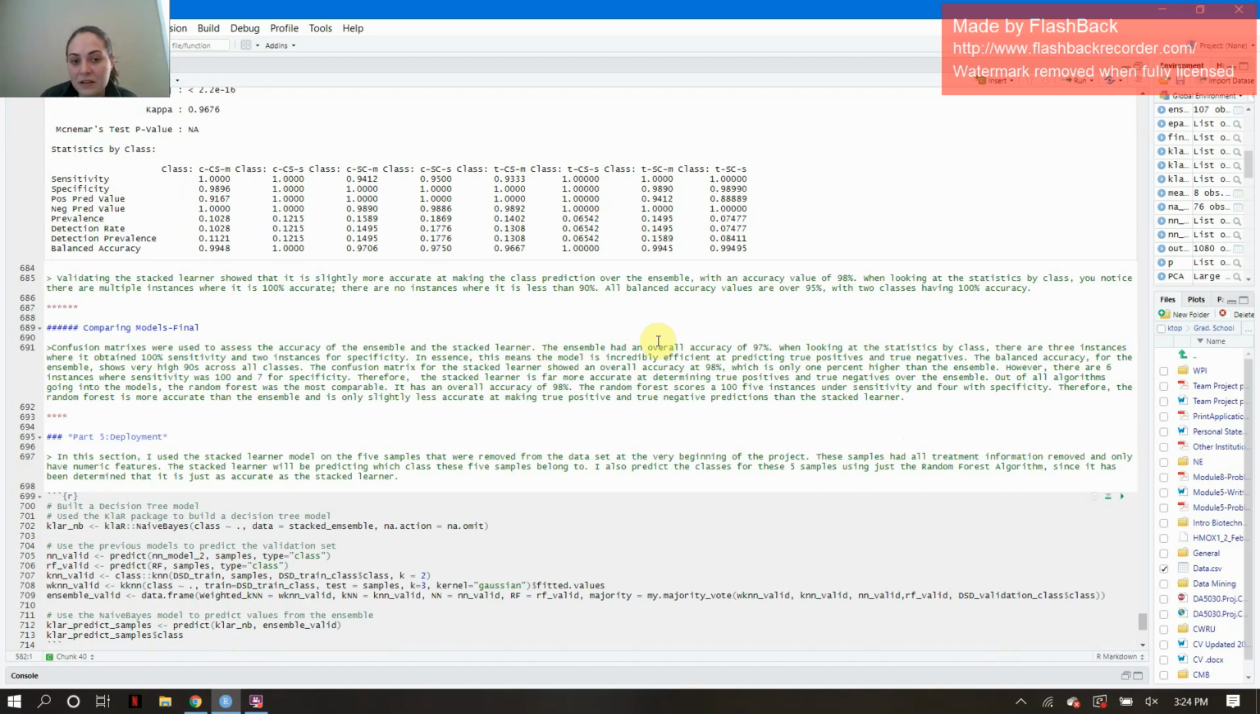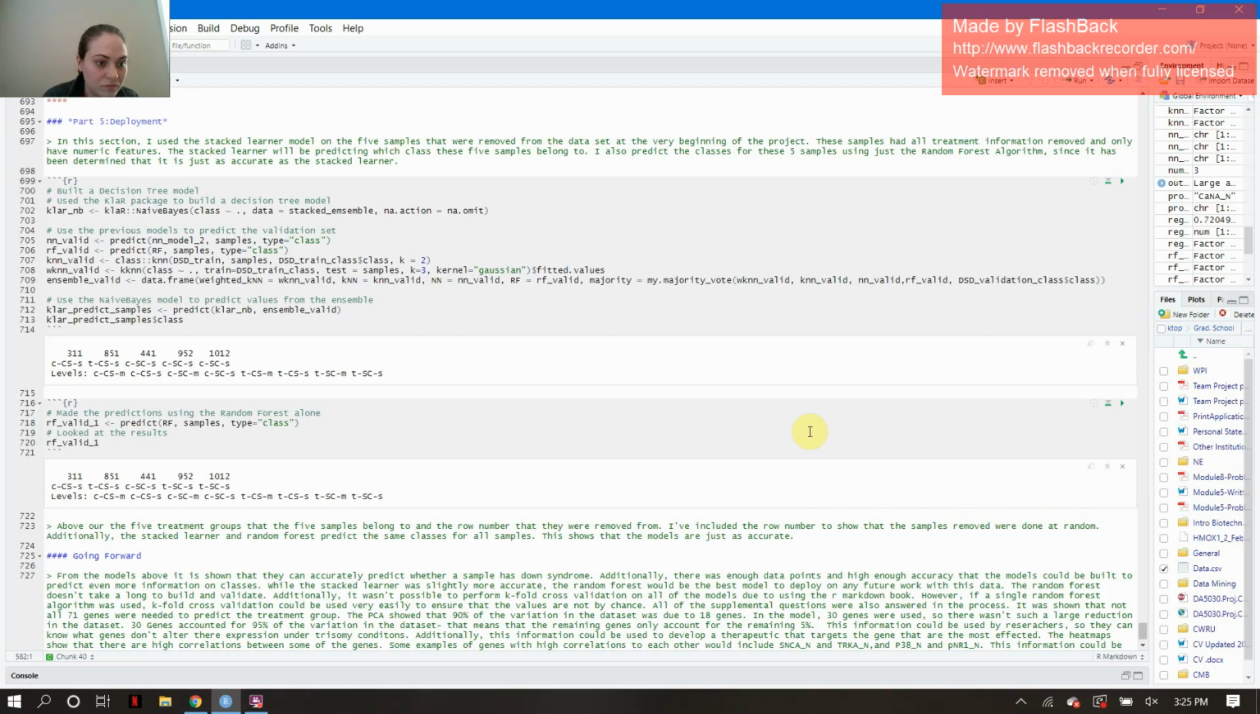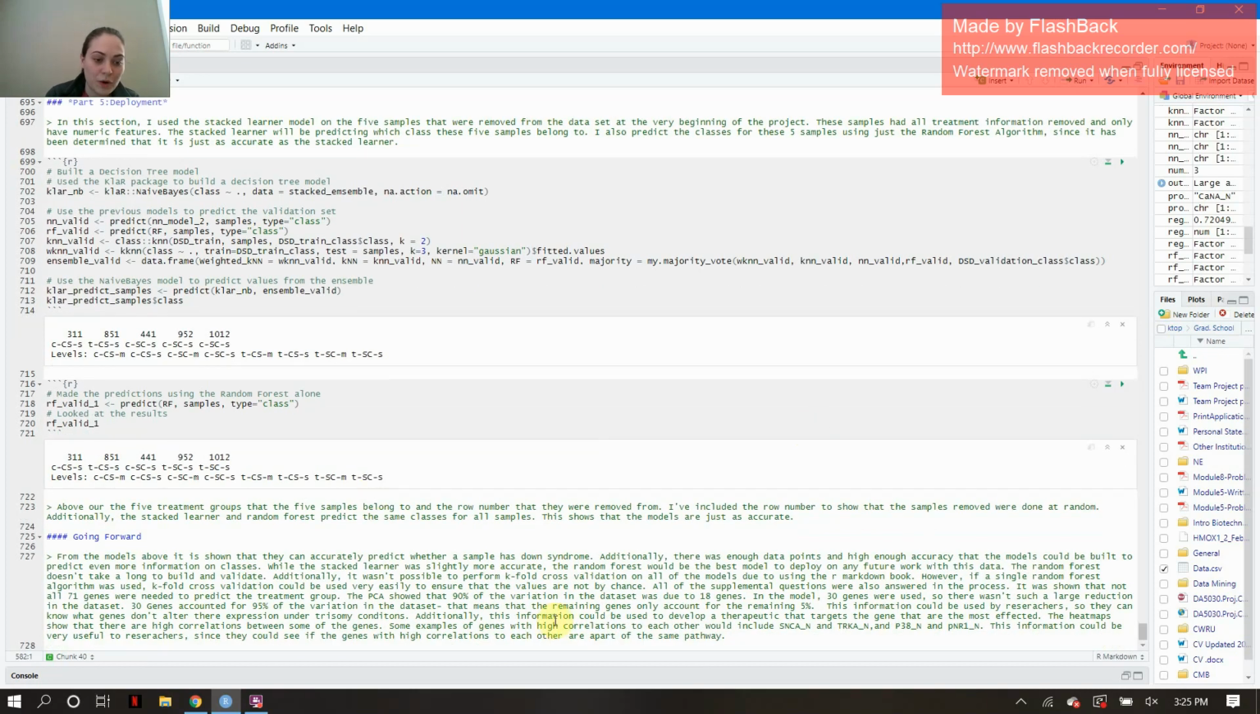Because the stacked learner and the random forest are so similar, even with their sensitivity and specificity values, I actually include it in the deployment as well. So here's where I actually deploy the model. And you see that when I run it, for those 5 samples, they predict the same treatment group. So they work very similar. They have very similar accuracy values, which is what I document under my going forward.